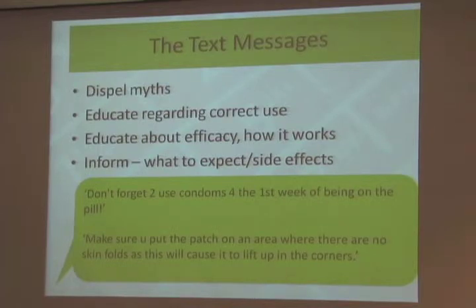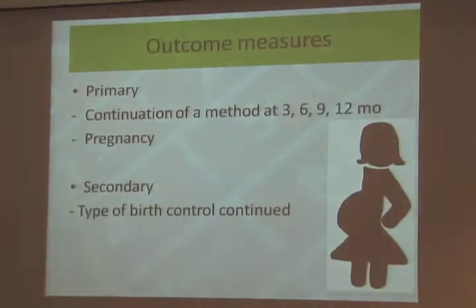And the text messages largely dispel myths. They educate about correct use of the method, about efficacy and how it works, and inform them what to expect. So we hope that improving their knowledge is going to make them continue their birth control method. And I told you that's the outcome measure. So we're looking at 3, 6, 9, and 12 months for continuation of the birth control.